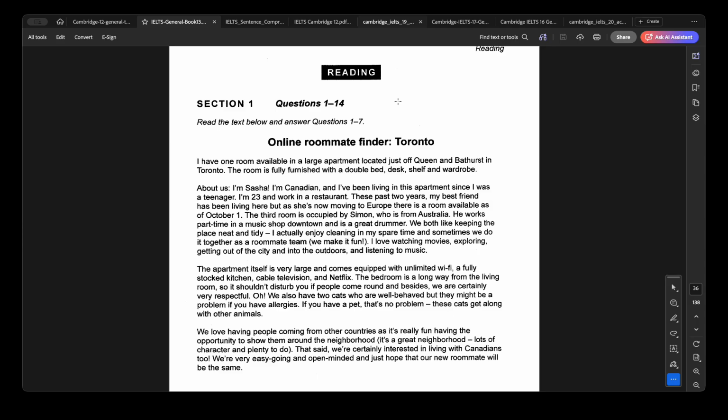No one is there to get band 9 in IELTS general training reading. So your aim should never be to solve 40 questions. Your aim should always be to solve only as many questions as required by your target band score, but accurately.